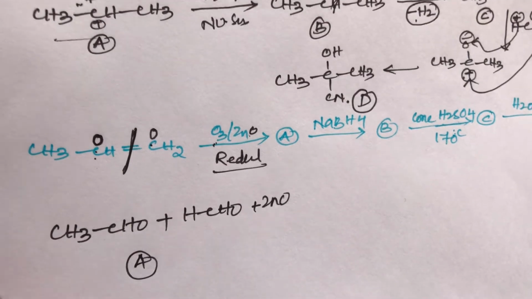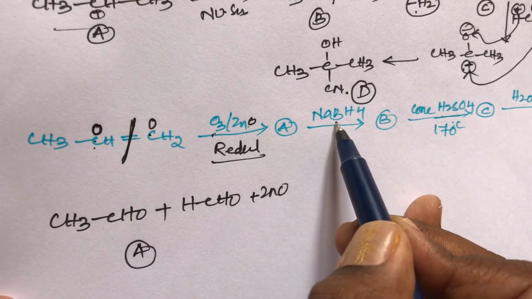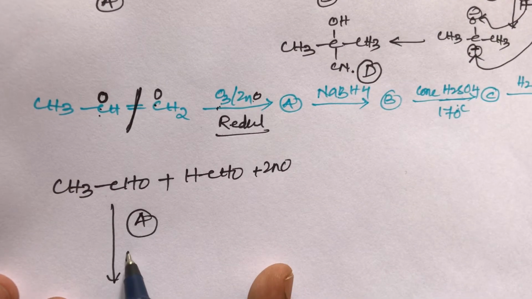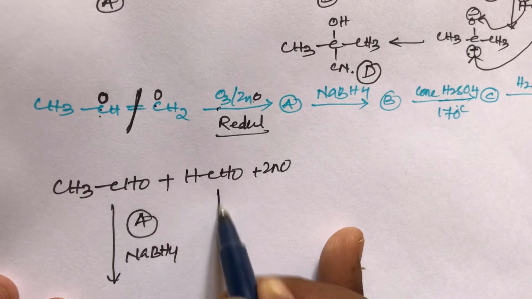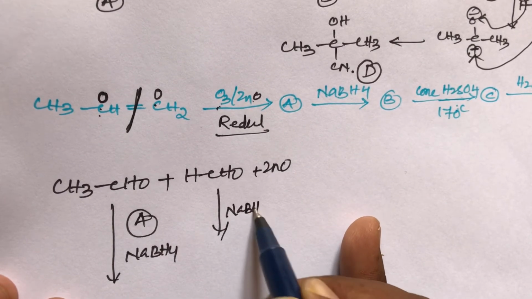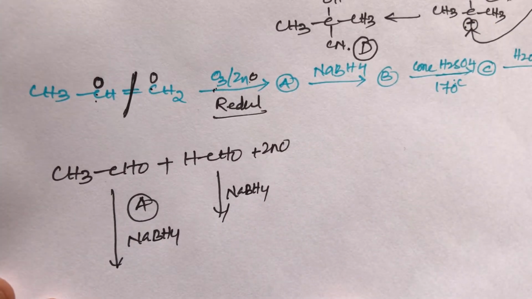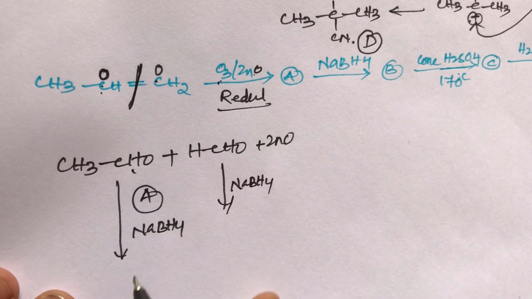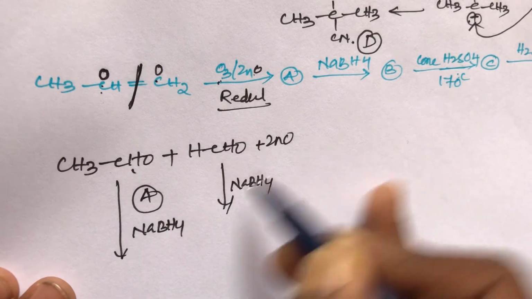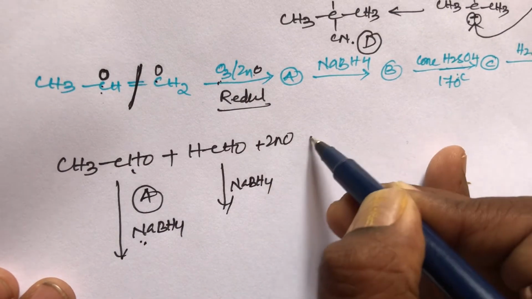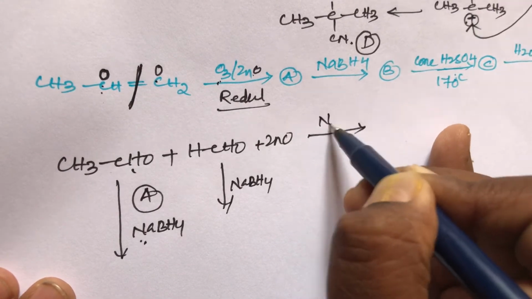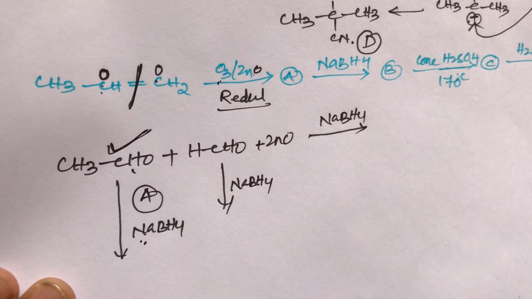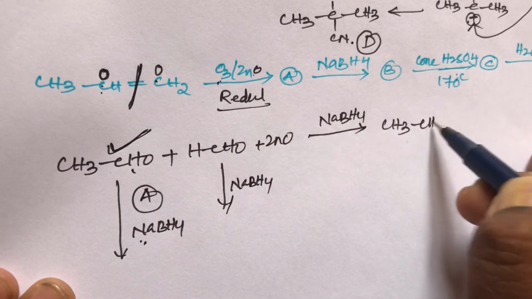This is the A compound. Then this A compound reacts with sodium borohydride, NaBH4. What is the role of sodium borohydride? It is a reducing agent. So the aldehyde group is converted into alcohol. When the A compound reacts with sodium borohydride, take only this aldehyde group to give the alcohol CH3CH2OH.